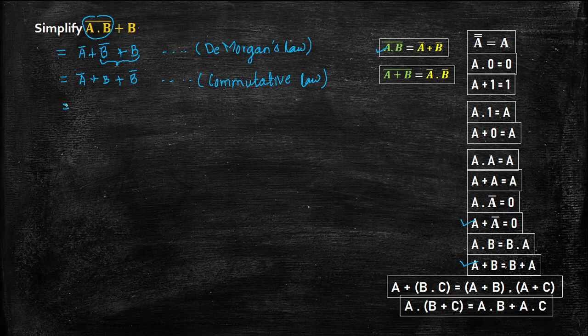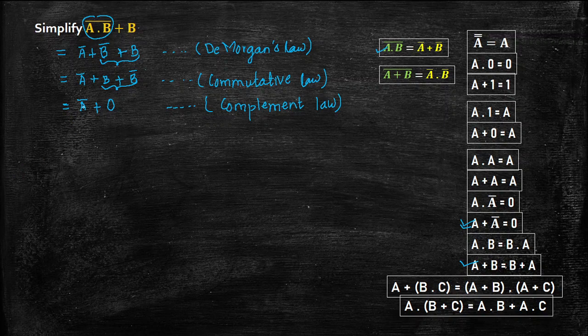Now this commutative law gives you this expression. Now I can use this substitution: A plus A complement for these two terms will be replaced by 0. So what I am going to get is A complement plus 0. The rule that I have used is the complement law.